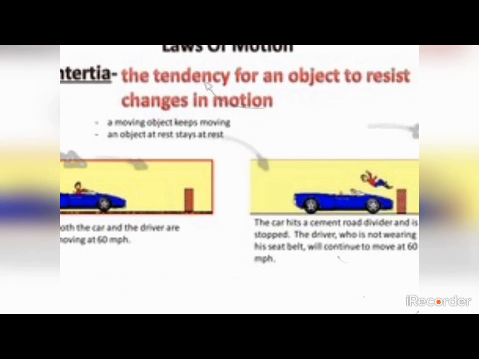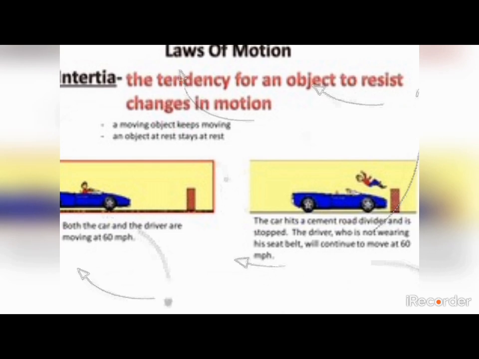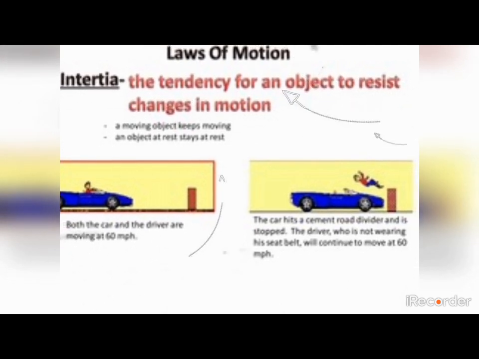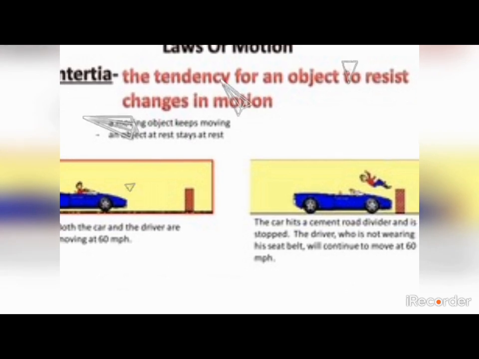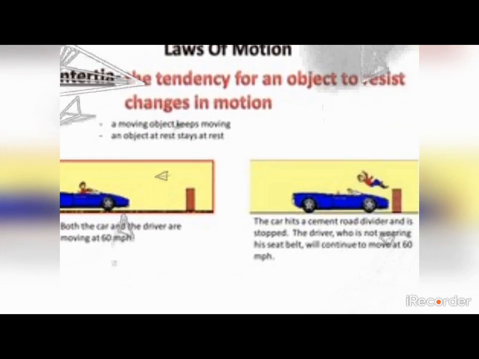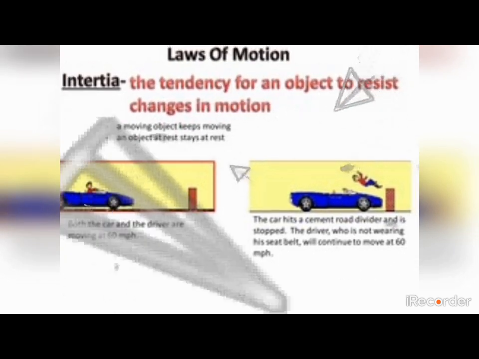This is an example of inertia. You will see that a driver and a car are moving with a certain speed. When it strikes a wall, the car stops because of the hit, but the person wants to remain in his moving state, so he comes out of the car and strikes the wall.